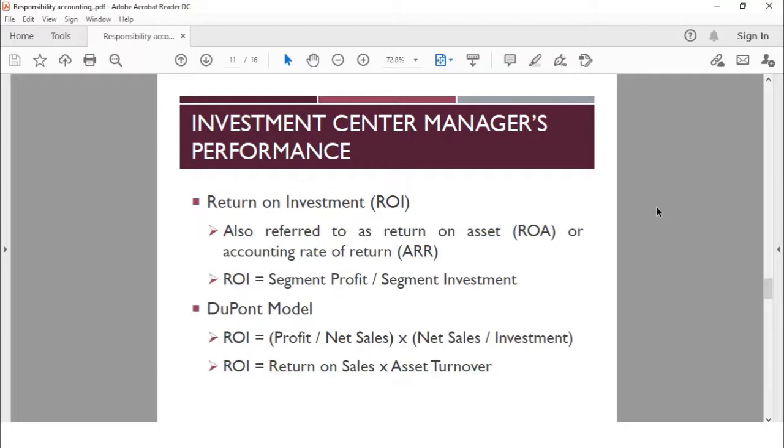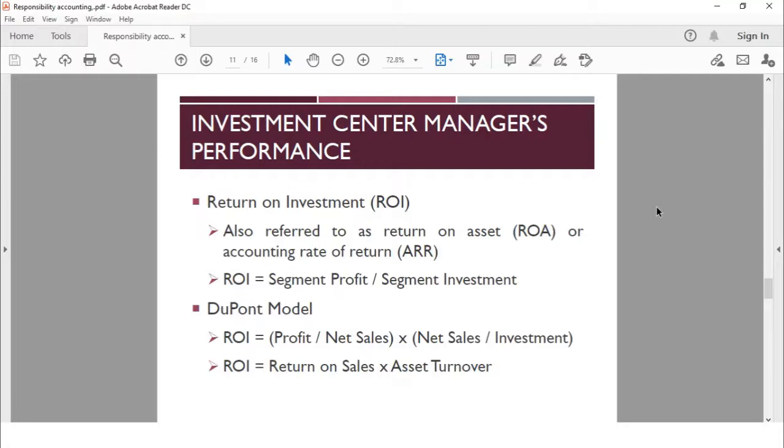We have the ROI, which can also be computed using the DuPont method. We have the residual income model, and then we have the economic value added. So let's start with the ROI. ROI is also referred to as return on assets, or ROA, or accounting rate of return. Those terms are interchangeable, so just be cautious. ROI is your segment profit divided by your segment investment.